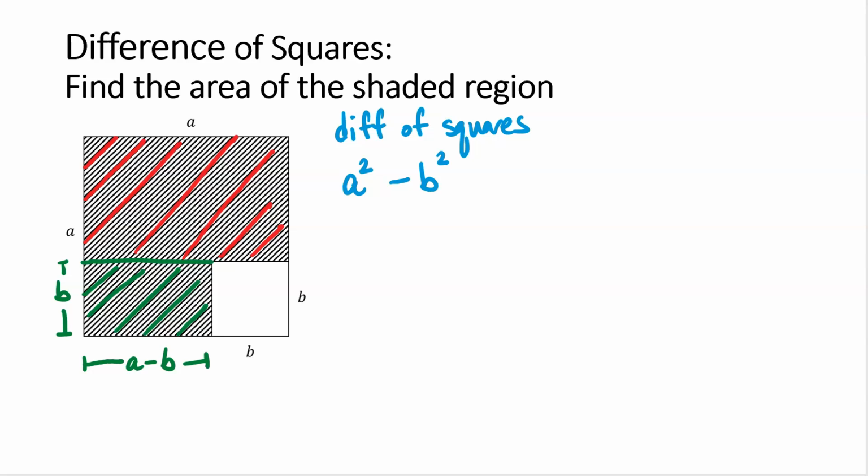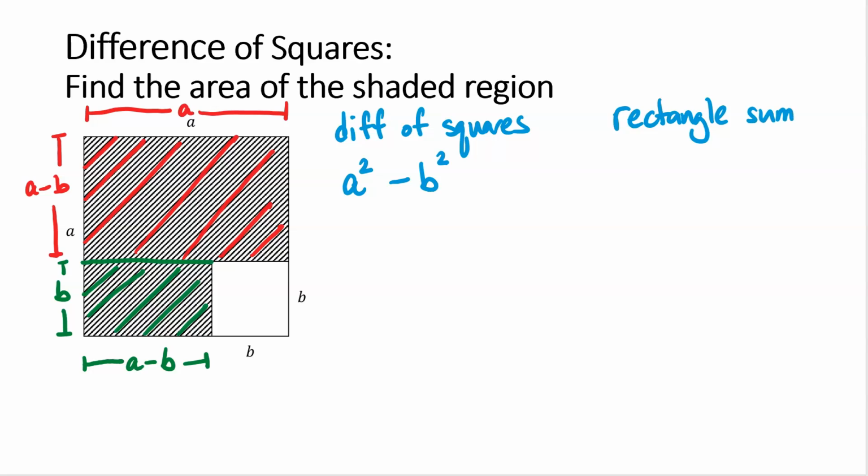And then for the red rectangle, its width is just a. But its height this time would be a minus b as well. So let's call this method the rectangle sums method and add up the areas of each.